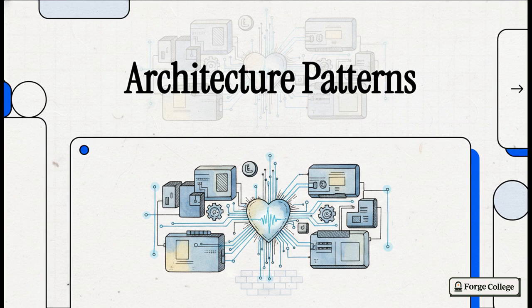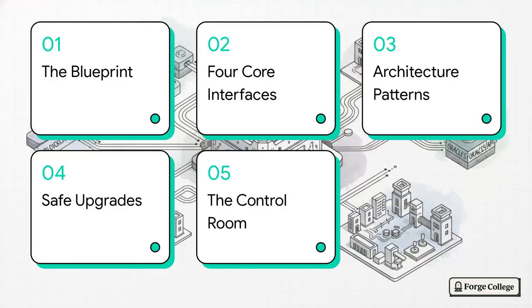Because the last thing we want is for your decentralized app to just collapse under its own weight on launch day. We are taking all that brilliant theory and turning it into rock-solid code. Okay, let's dive into this and take a quick look at the agenda. First up, the blueprint. Second, the 4 core interfaces. Third, architecture patterns. Fourth, safe upgrades. And finally, we'll wrap up in the control room.